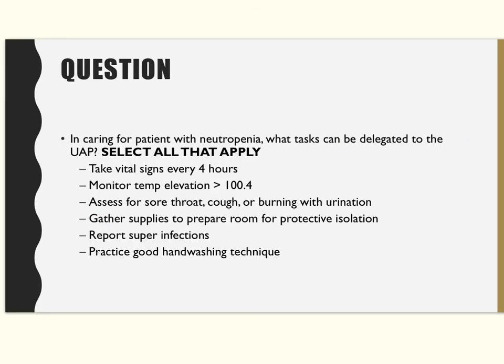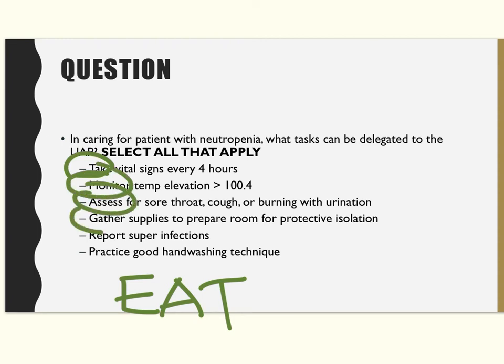Okay, let's look at another question. We have, in caring for a patient with neutropenia, what task can be delegated to the UAP? It's one of the things that you guys love. Select all that apply. All right, so we have take vitals every 4, monitor temp elevation greater than 100.4, assess for sore throat, coughing, burning with urination, gather supplies to prepare the room for protective isolation, report superinfections, practice good hand washing techniques. We remember our acronym EAT. So take vitals every 4, take, monitor, assess, gather, report, and practice.